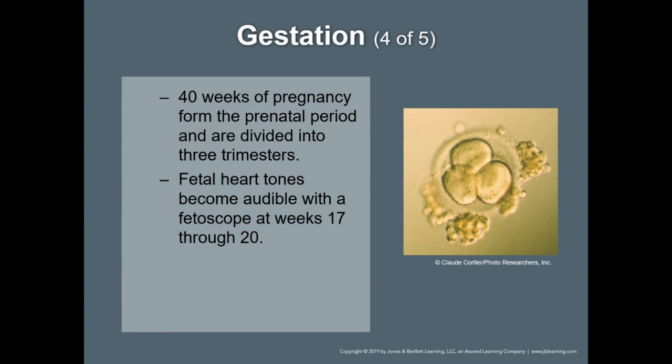Usually you hear fetal tones at about 17 to 20 weeks. You may actually hear them before that, depending on the strength of your ultrasound that you use to also take the fetal tones. The better ones, you may be able to hear it sooner. If you're doing an ultrasound that's transvaginal, you may be able to see everything sooner too.